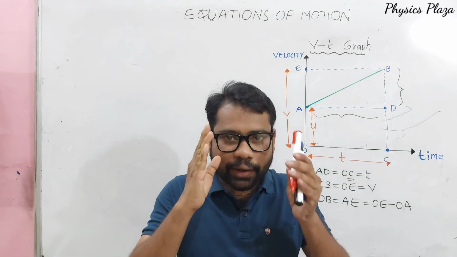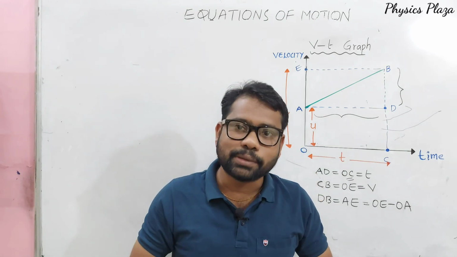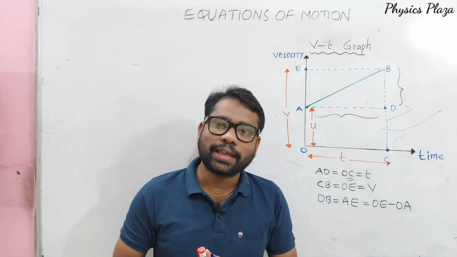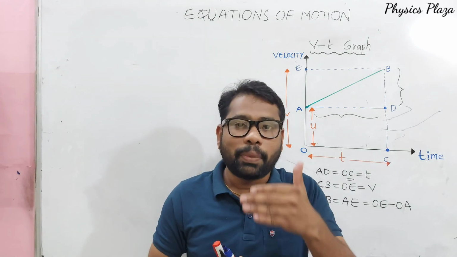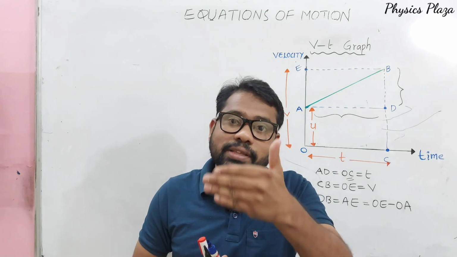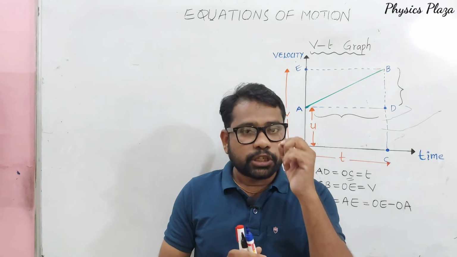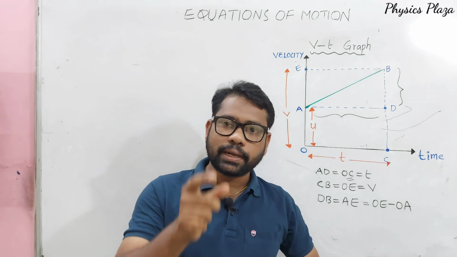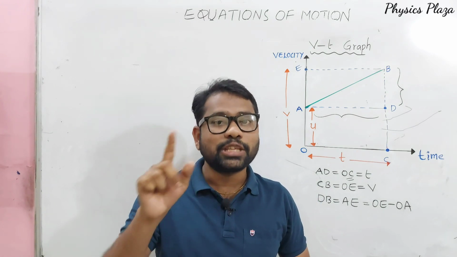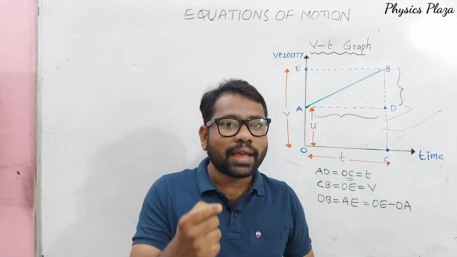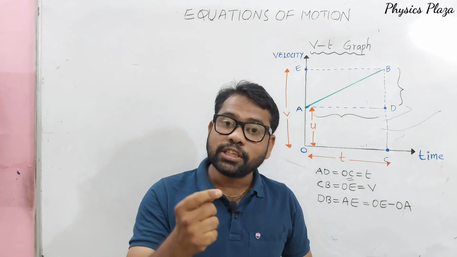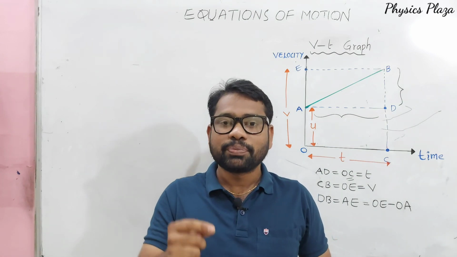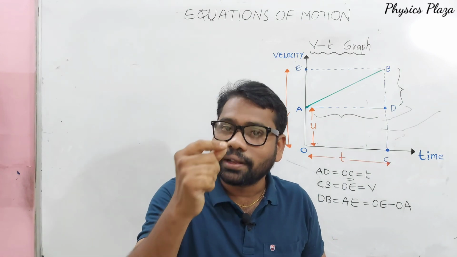First of all, can we calculate the distance from the velocity time graph? Just think. Yes, we can calculate. How? By calculating the area under the velocity time graph. Yes, children, the speciality of the velocity time graph is that from it we can calculate acceleration as well as displacement or distance. How can we calculate acceleration? By finding the slope of the velocity time graph. But how can we calculate the distance or displacement? By calculating the area under the velocity time graph.